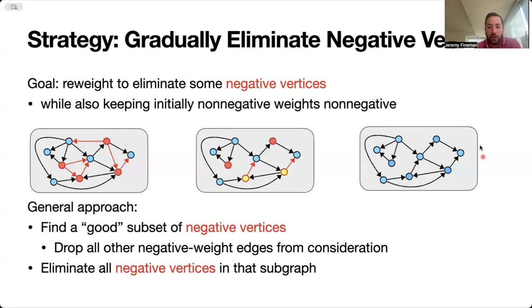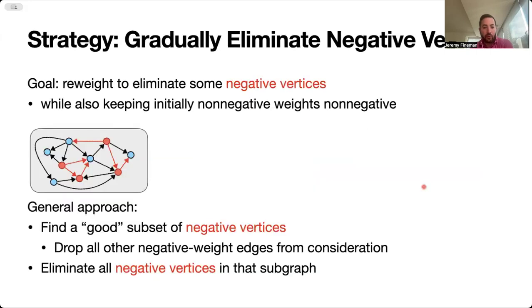So now I have a subgraph that has no negative weights. And then we can add back in the missing edges. But we now have fewer negative vertices when we do this. And then just go back to the beginning and restart the algorithm again to make more and more progress.